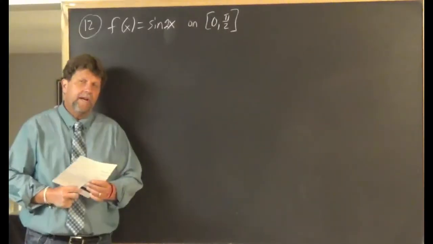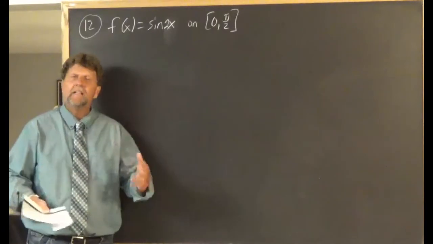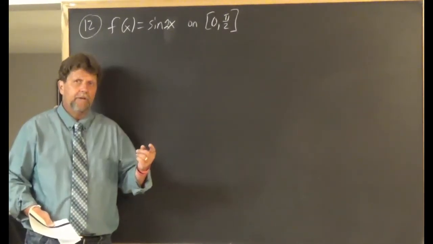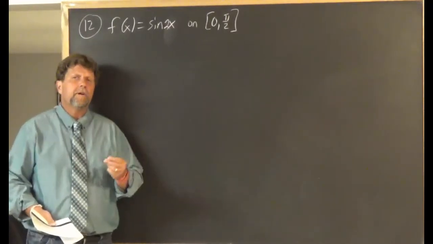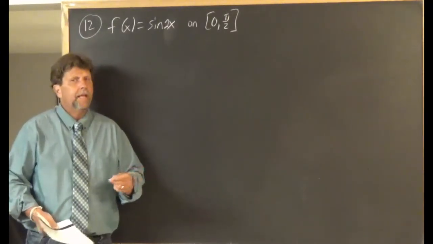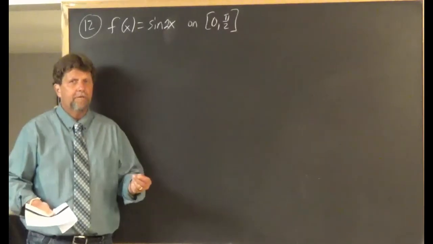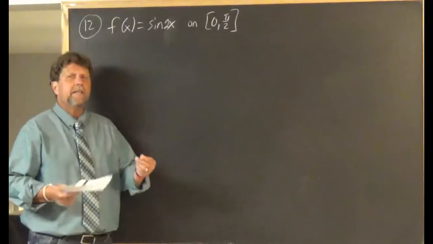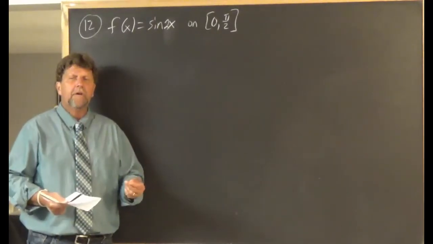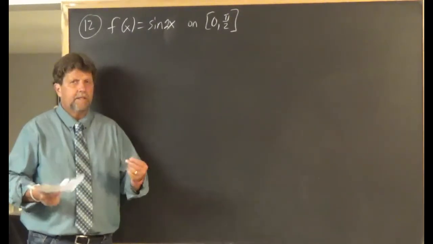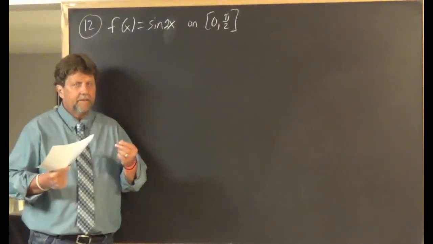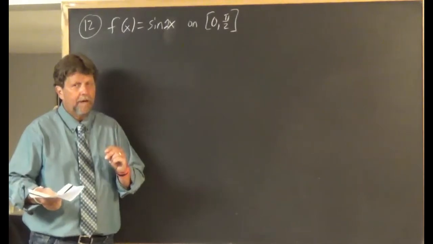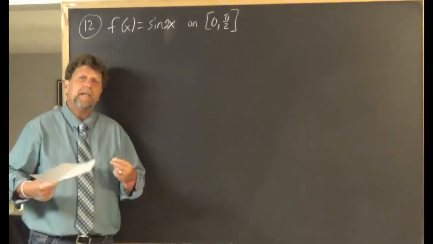All right, folks, the first thing I would verify is that the function does satisfy all the conditions of Rolle's theorem, and it does. It is continuous on the closed interval 0 to pi over 2. It is differentiable on the open interval 0 to pi over 2. And f of 0 does equal f of pi over 2. So Rolle's theorem says it's a guarantee that there's a c in the open interval 0 to pi over 2 such that f prime of c equals 0.